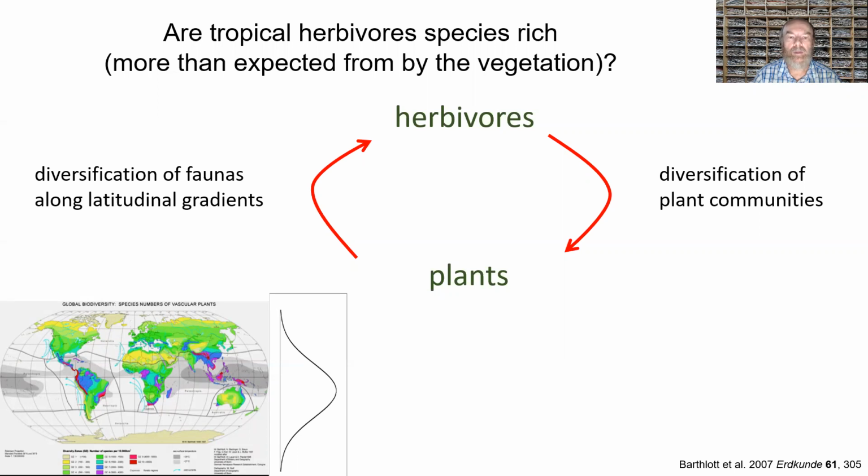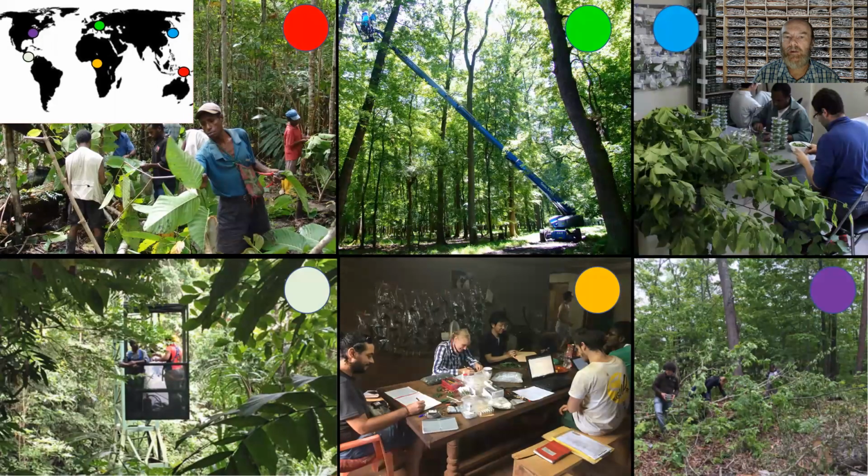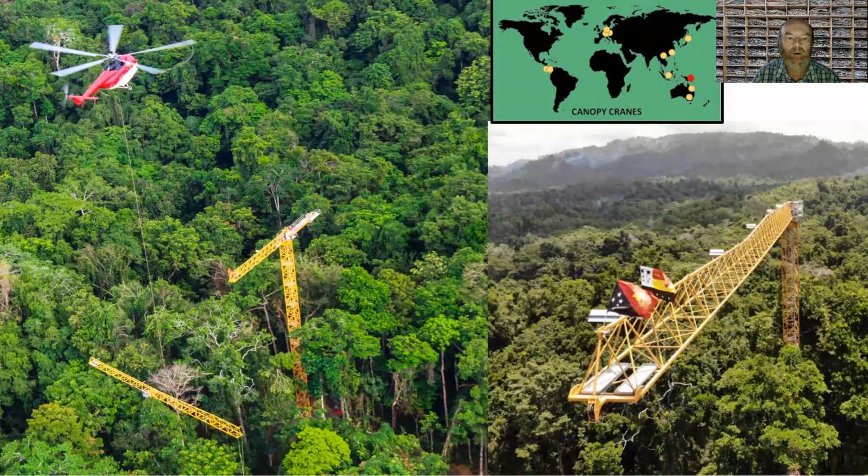So for that, we have done surveys of 6 food webs between plants and herbivores, 3 temperate zone, 3 tropical, at different continents. We used canopy cranes or elevated platforms, or cutting down the forest, which was earmarked for logging anyway, not contributing to deforestation. And in Papua New Guinea, we even built our own canopy crane, which was a rather adventurous experiment, which I don't really recommend to everybody.